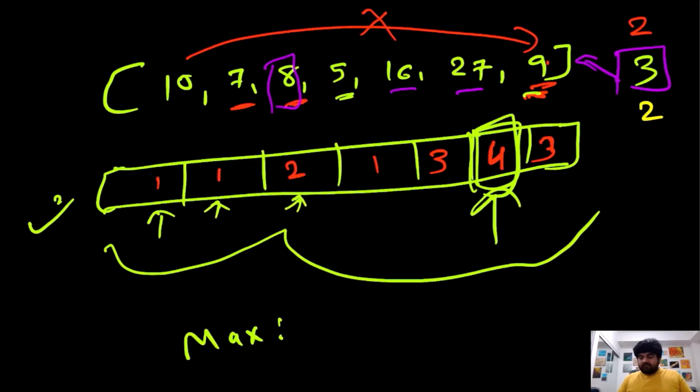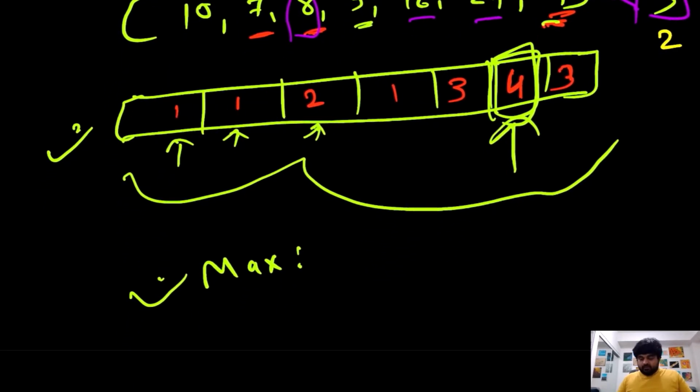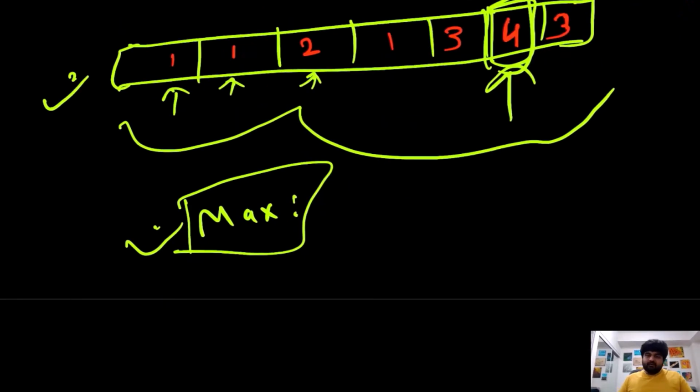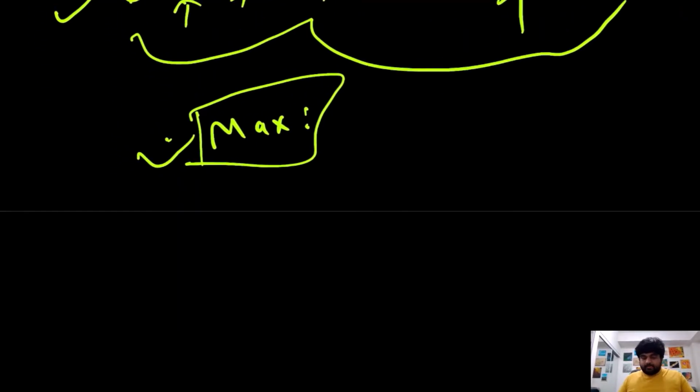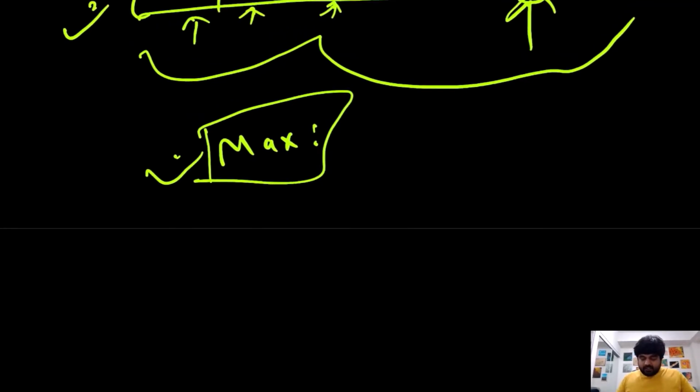So whenever we find a new maximum value, we'll just store it in this max variable, and at the end of our loop, it should have our final solution, and we can return this. This solution would work perfectly fine. Now let's calculate the time complexity.